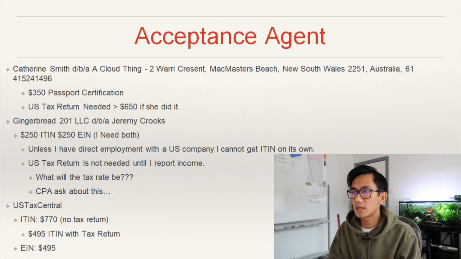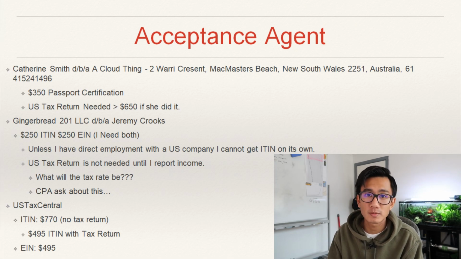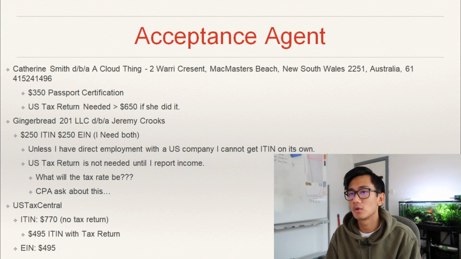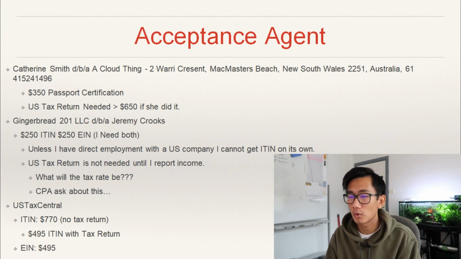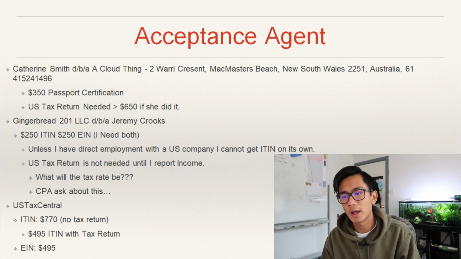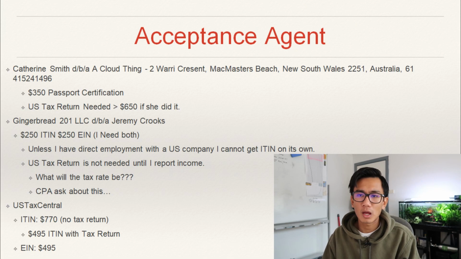Now if you go with acceptance agents, these were some I found locally in Australia, with different prices. You can pay for just the passport certification. You also have to pay them extra if you want them to do your tax return. A lot of people have different setups, so I just called to get a bunch of different quotes. And right now, I think my plan is I need to talk to an international foreign CPA, tax accountant first, because I need to figure out if this is worth it.